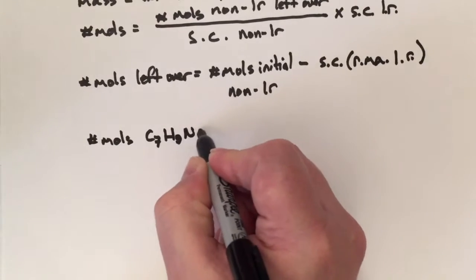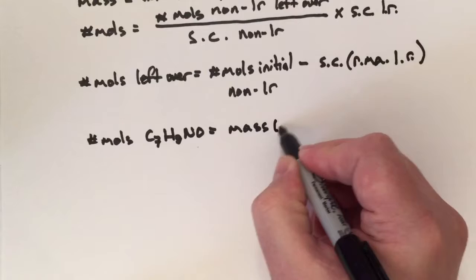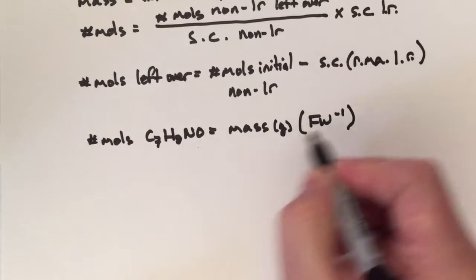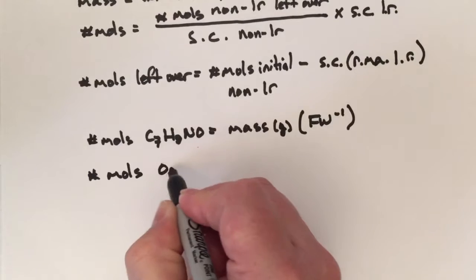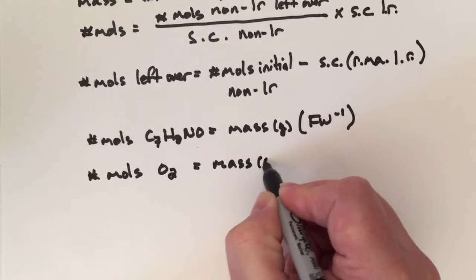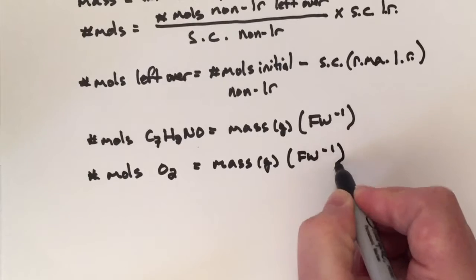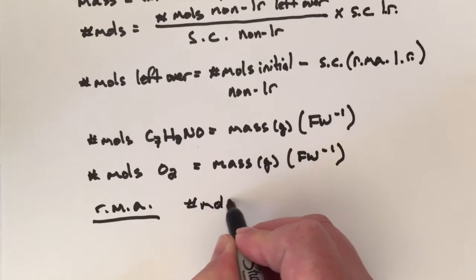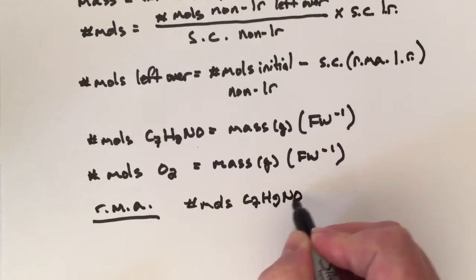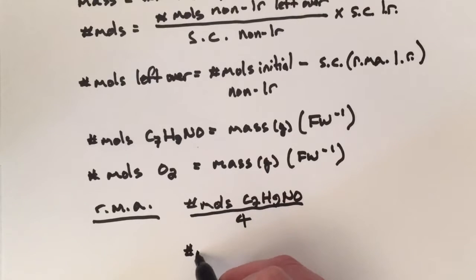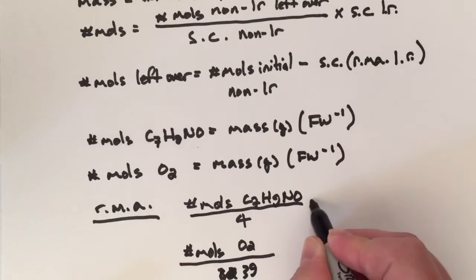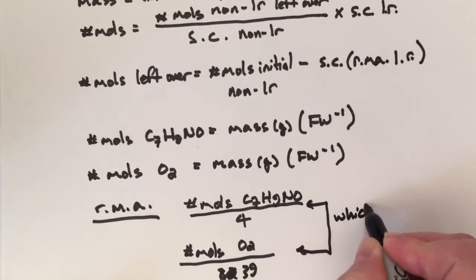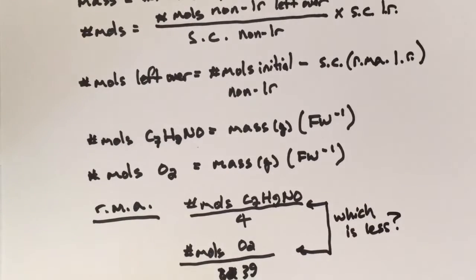The number of moles that we have of C7H9NO is equal to its mass times the inverse of its formula weight. The number of moles of O2 that we have is equal to its mass times the inverse of its formula weight. The reduced molar amount is simply going to be the number of moles that we have of the two substances divided by their stoichiometric coefficient, 4 for C7H9NO and, 32, no, that's its formula weight, 39, and we just want to know which is the smallest.